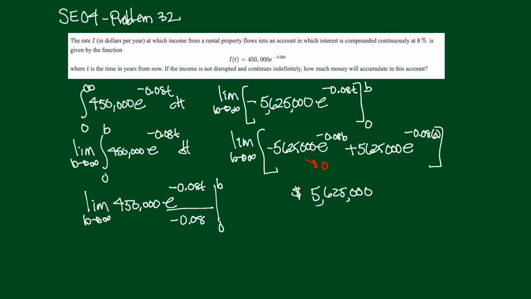So what do we get here? So what we're saying now is this. If the income is not disrupted and continues indefinitely, how much money will accumulate in this account? About $5.6 million.